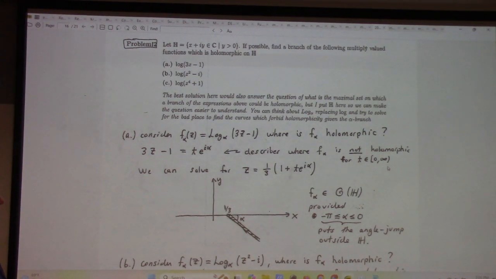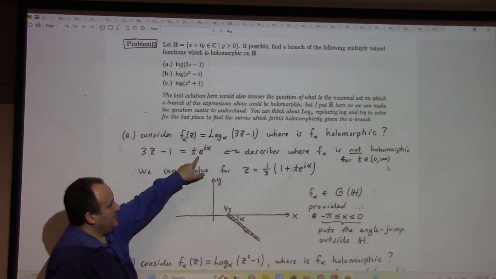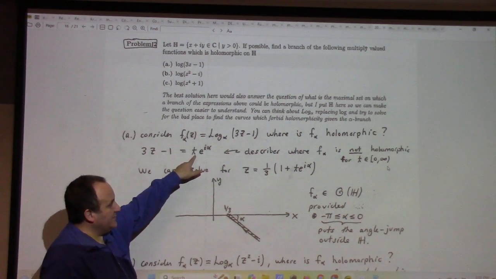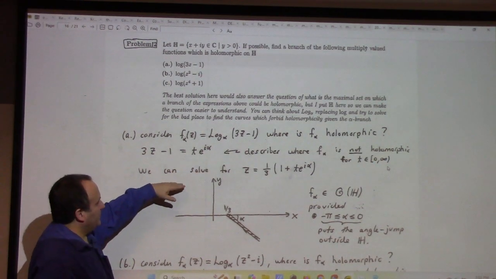So you're supposed to find a branch of the multiply valued function which is holomorphic on H. Again, the issue is that we can't let the input to the logarithm be in the place where the log of alpha has a discontinuity, right? So what I do is put the input 3z minus 1 equal to te to the alpha. That's the bad spot for log of alpha, the place where it's discontinuous, where it's not holomorphic. So I'm looking for the trouble.